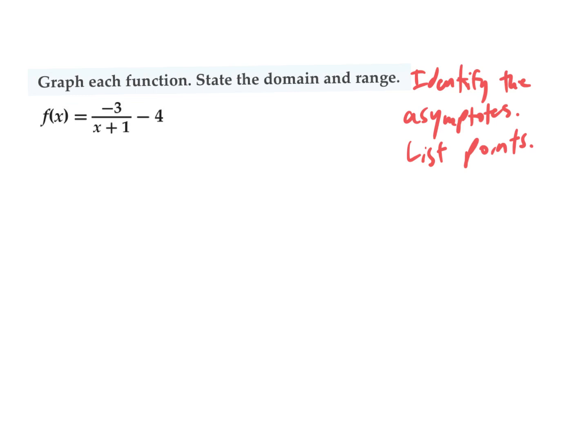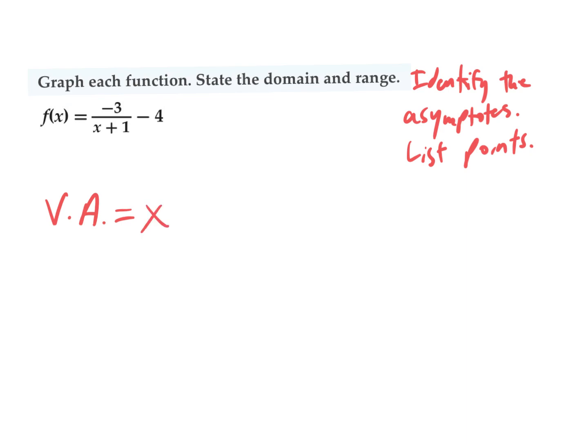So the first thing that we're going to do is figure out what the numbers in the equation mean for us and what they do, because we can find the asymptotes and the domain and range without graphing. So let's do that. Let's start with the asymptotes. Let's start with the vertical asymptote.